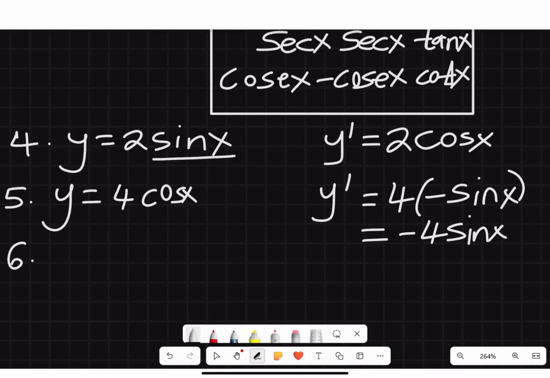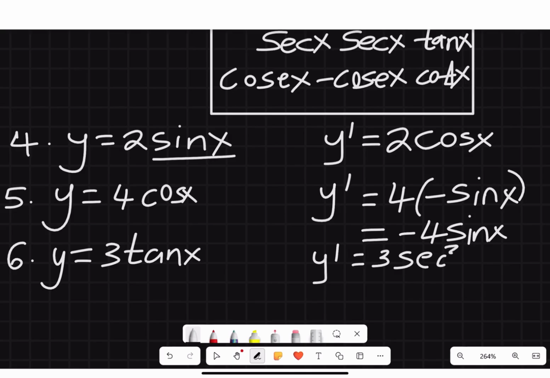So let's now do number 6. On number 6, we are given y equals 3 tan x. I advise you to pause the video and attempt this one. The answer is y prime equals 3 sec squared x. Why? Because you cancel what you're looking for, you multiply the 2 terms that remain on that row. So we're going to multiply sec and sec, that gives us sec squared, which means the derivative of tan x is sec squared x. I hope you're following, ladies and gentlemen.